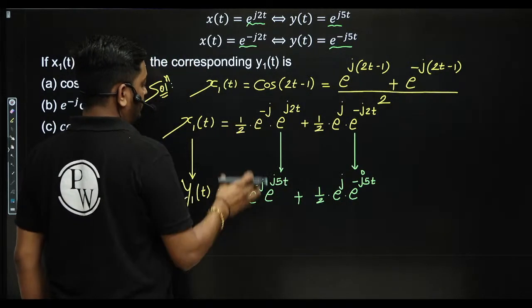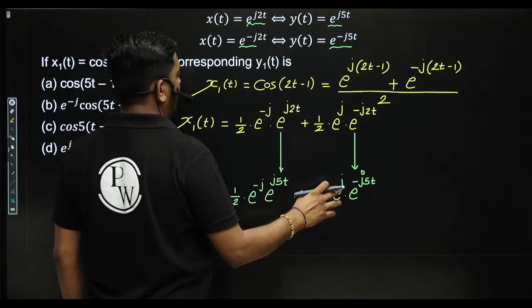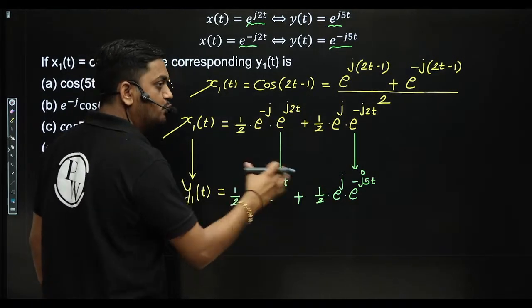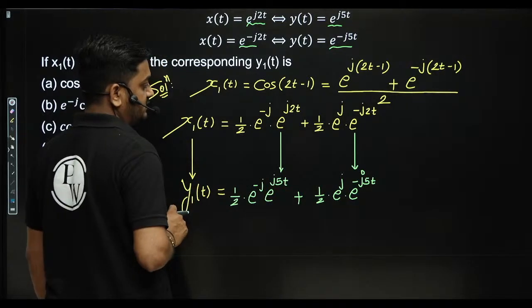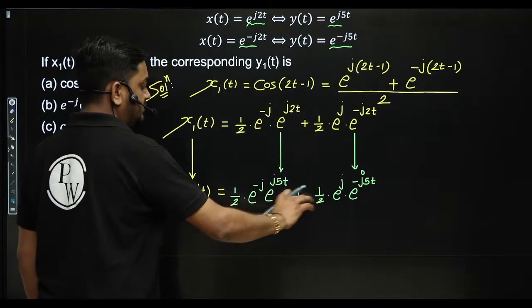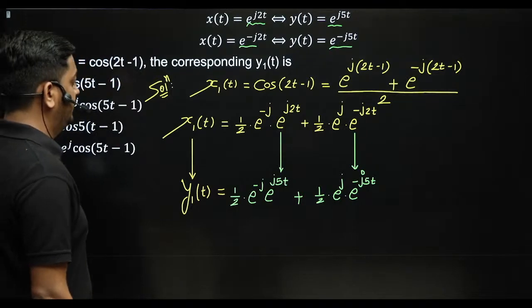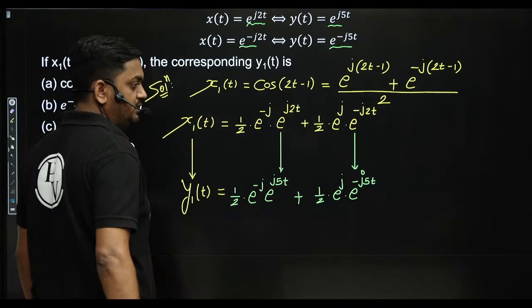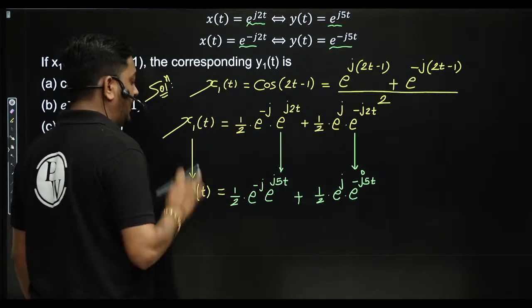For this input, the output is this. For this input, the output is this. If you add the individual inputs, you can add the individual responses, the outputs also, to find the total response. So this should be the output. Here, addition means the superposition theorem and multiplying by a constant means the homogeneity theorem. We can use both because this is a linear system.